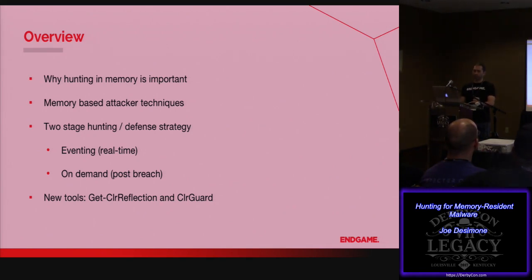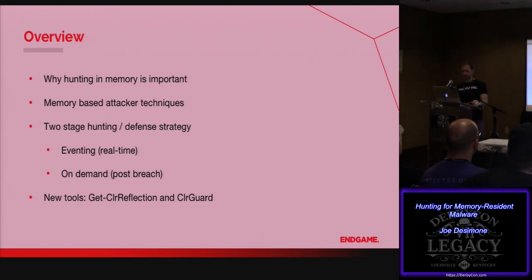And then I'm going to go into my two-stage hunting methodology and defensive strategy. It's broken into two different categories for defending against and detecting in-memory threats. That's going to be the eventing or real-time data approach, and then the on-demand post-breach approach. They're two different ways of looking at a problem, and I think if you really want a good defense against it, you have to do both.